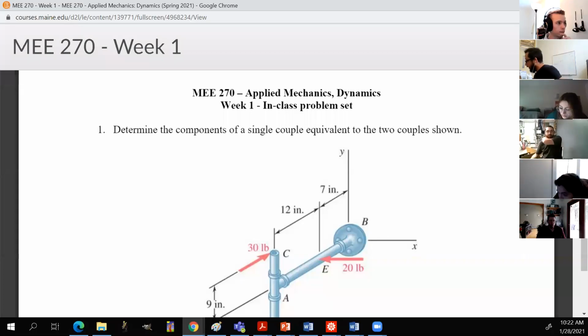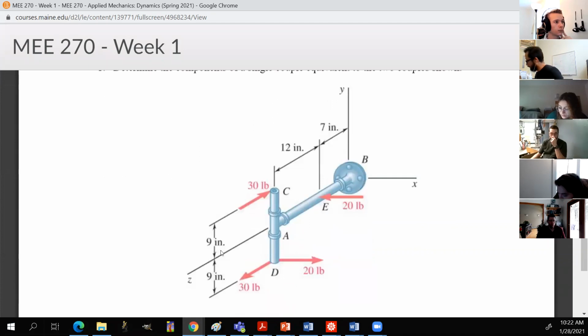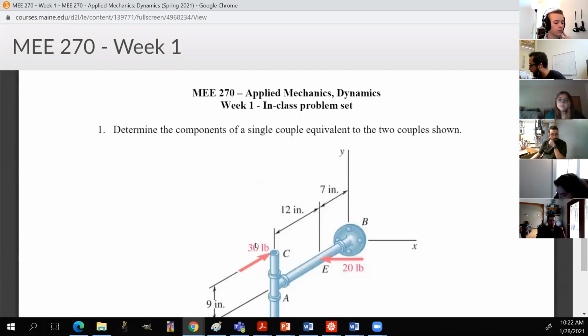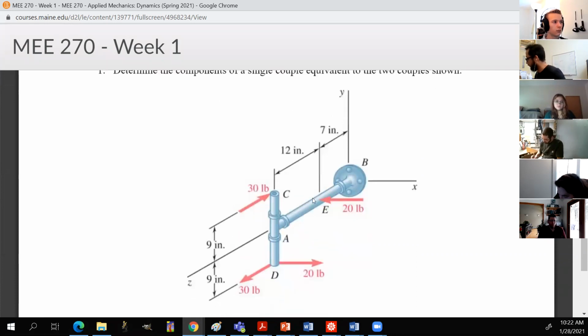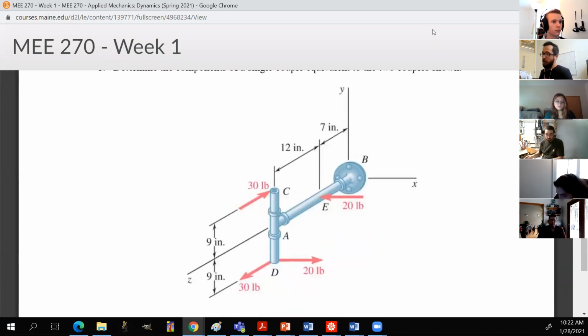So determine the components of a single couple equivalent to the two couples that you saw. So you have this 20-pound couple over here, and you've got this 30-pound couple over here. So you're asked to find the components of a single couple equivalent to the two couples that are shown. And you can do this choosing about any arbitrary point, right?